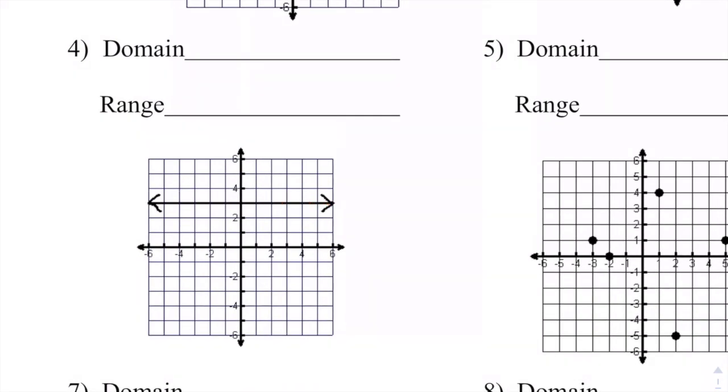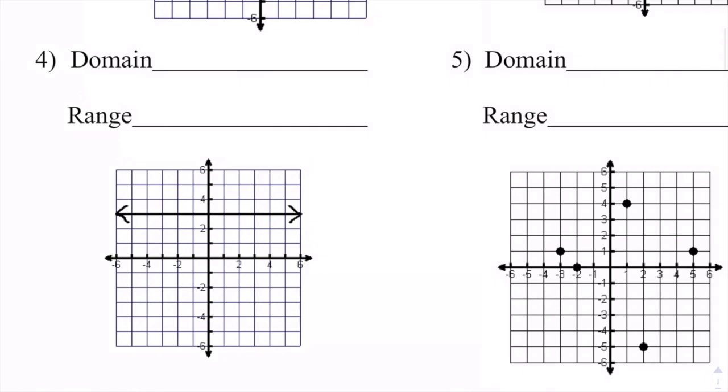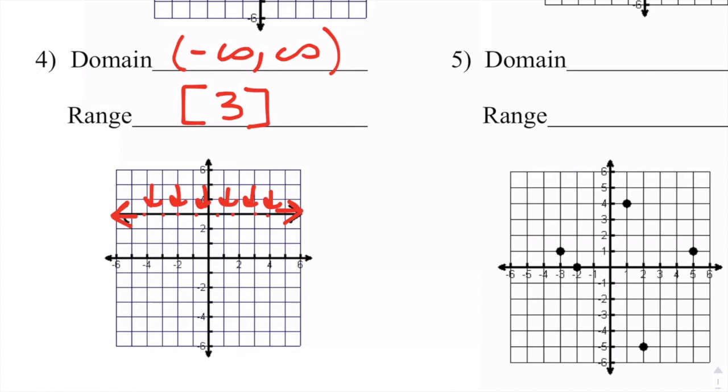If we look here at number 4, we have our domain, and so if you notice, it's going left forever and right forever. So that's going from -infinity to infinity. However, our range, it's only here at the value of y equals 3. And if you notice, since the graph is defined at all of these different values continuously at y equals 3, our range is going to be the set of 3 with brackets to include it.